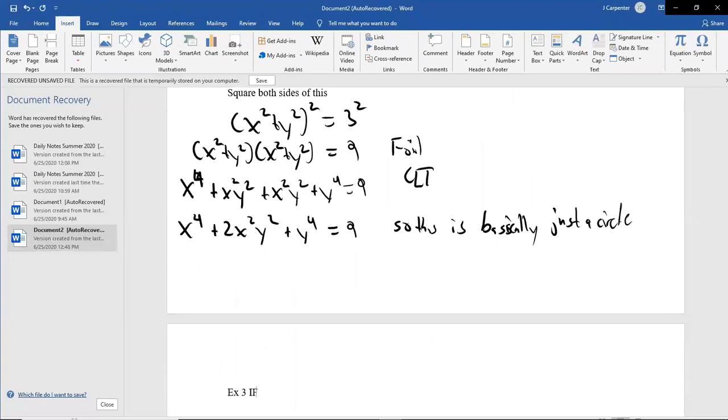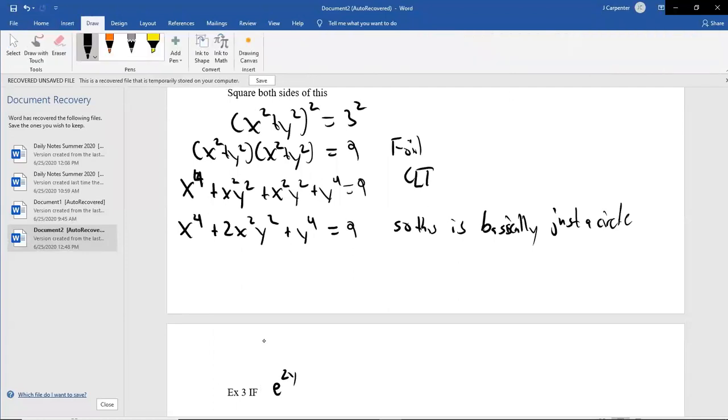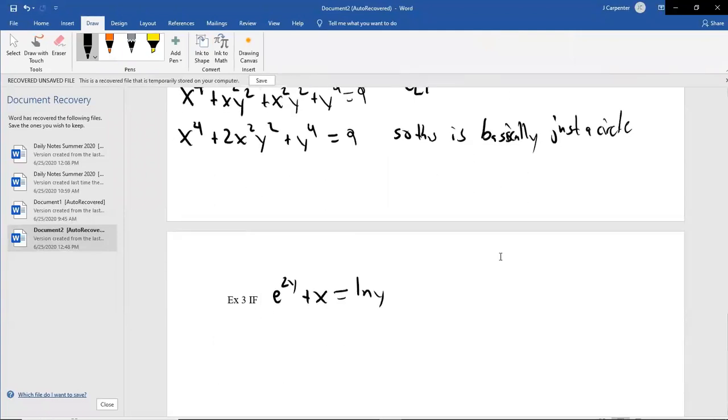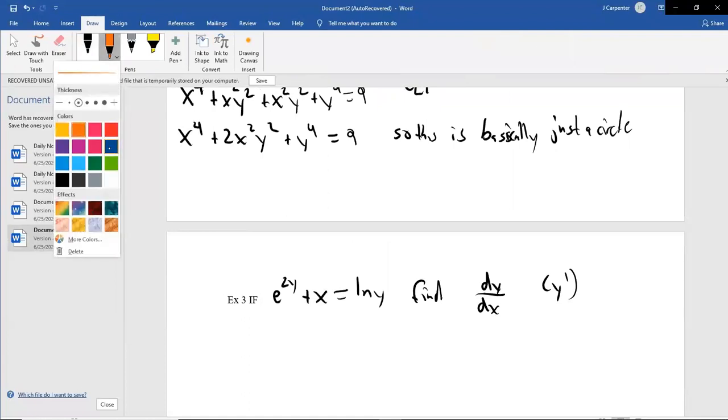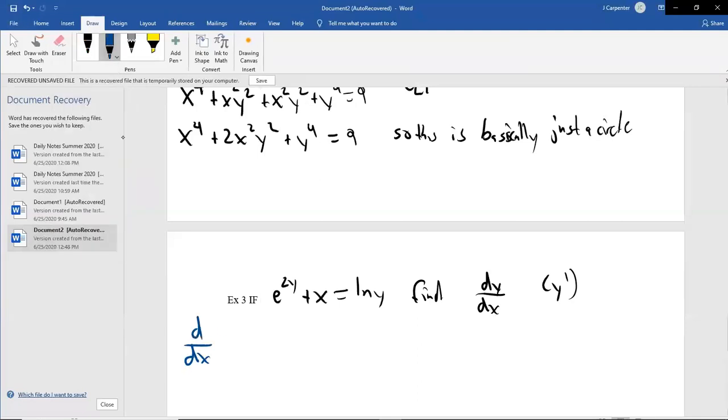Example 3. What did I say? I was going to do e to the 2y plus x equals ln y. I think that's what I came up with. Find dy dx, also known as y prime. So we take d dx of both sides: d dx of the left, d dx of the right. e to the 2y plus x on the left, ln of y on the right.